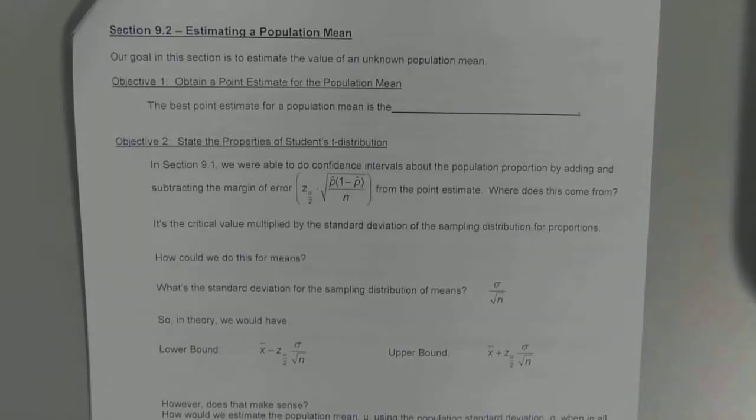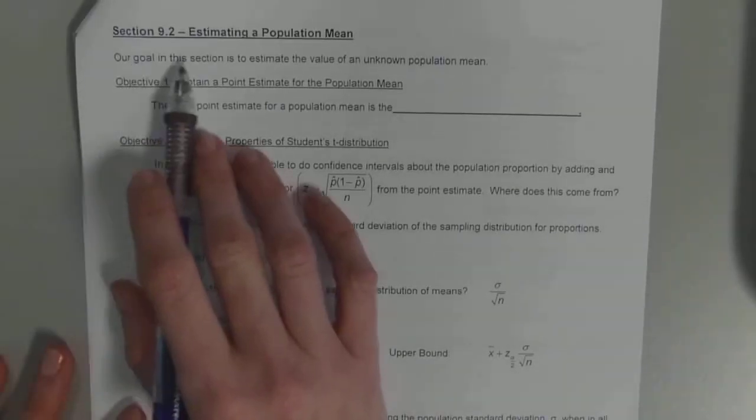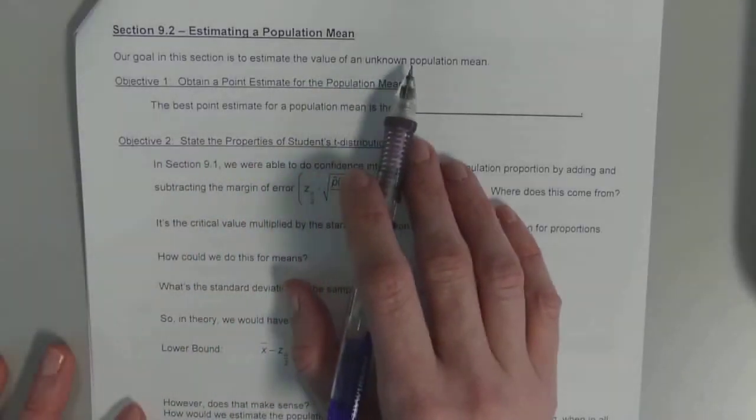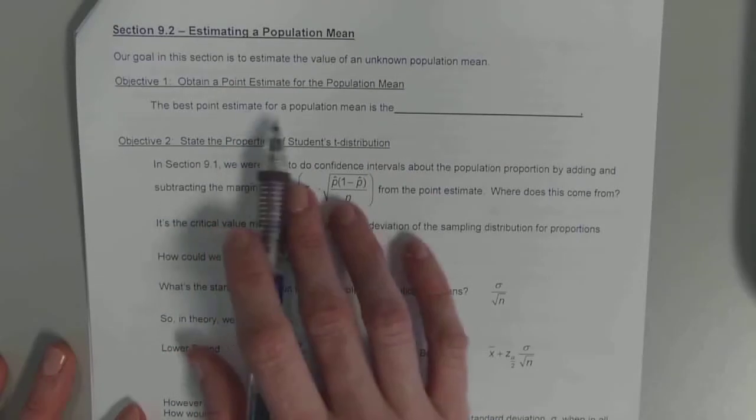9.2, we're now going to be estimating a population mean. So we're going to say, okay, what's the best point estimate for a population mean, and how do we go about constructing confidence intervals for means? It says, our goal in this section is to estimate the value of an unknown population mean. What would be the best point estimate?